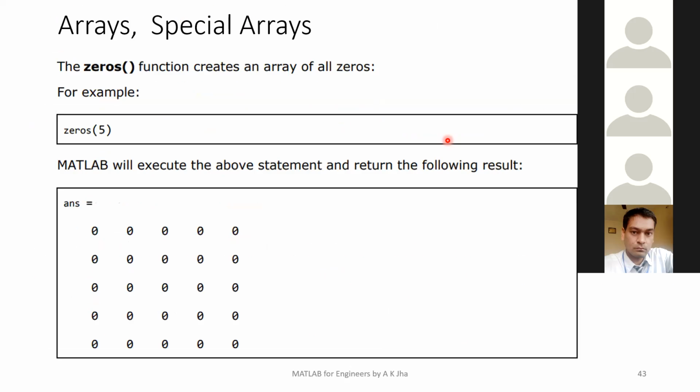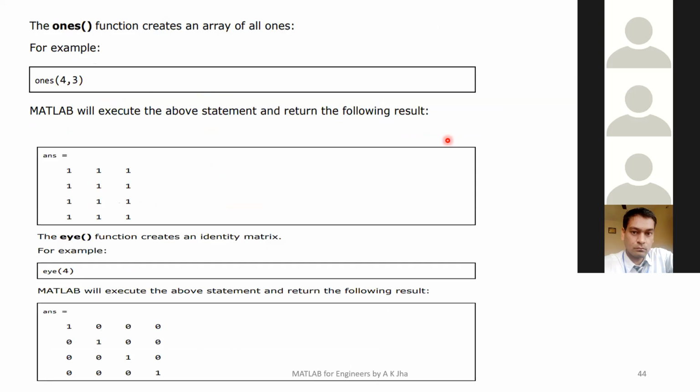And these are some special commands. If you write zeros with 5 in brackets, it's a 5 cross 5 matrix, and all the elements will be 0. It's called a zero matrix. Similarly, you can use ones, so all the elements will be 1, and you can define the size of the matrix, like 4 cross 3 here. EYE is nothing but the identity matrix, so the leading diagonal will have element 1 and all others will be 0.